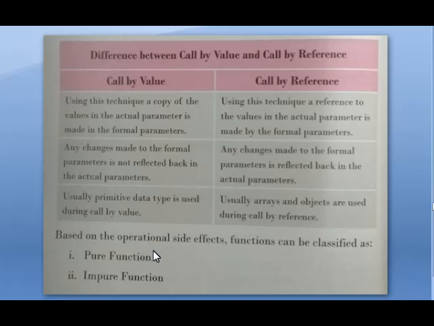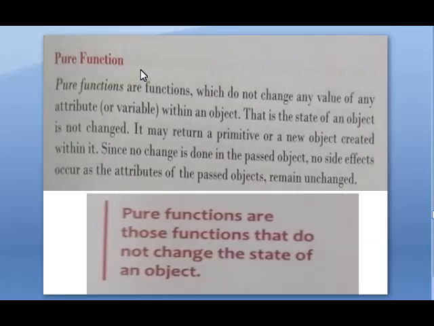Next, based on the operational side effect, functions can be classified as pure functions and impure functions. So what is called a pure function? Pure functions are those functions that do not change the state of an object. So pure functions are functions which do not change any value of any attribute or variable within the object, that is, the state of an object is not changed. It may return a primitive or a new object created within it.